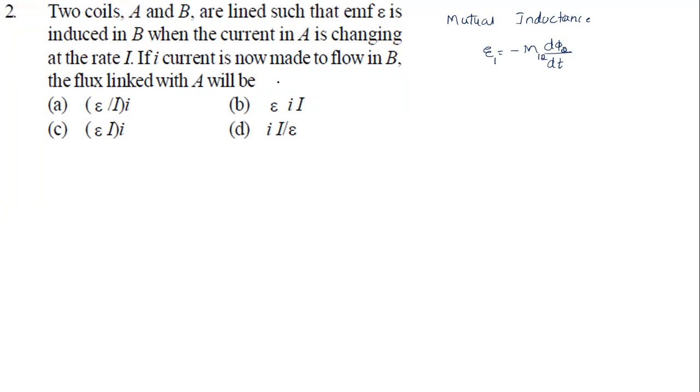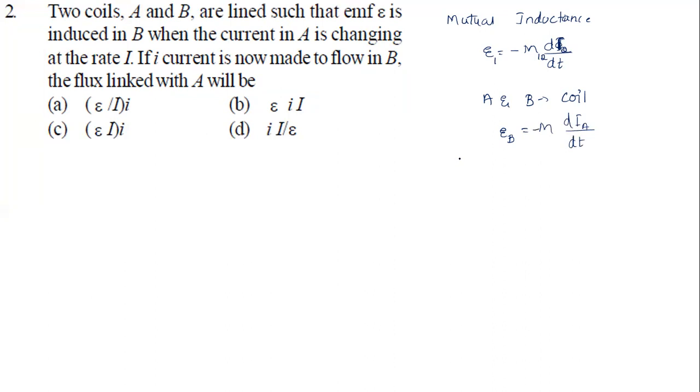Now, they have given two coils, A and B. These two coils are linked such that an EMF E is induced in B. So the EMF is going to be induced in coil B, when the current in coil A is changing. This is not d phi, this is dI. When the current in coil A is changing, I can write M dI_A by dt with a negative sign.